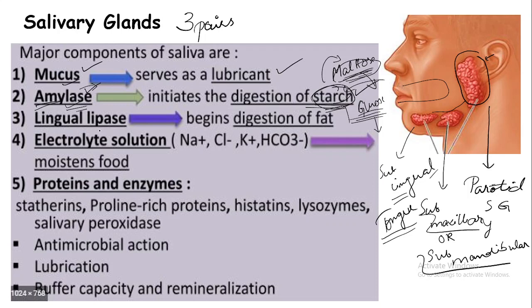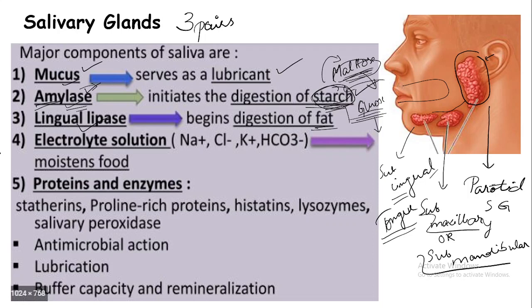So yeah, let's just go ahead. Lingual lipase. Some very meager, little amount of lipase is produced in the buccal cavity, as a part of the salivary gland, that acts on the fat to some extent. Not as much as on starch.